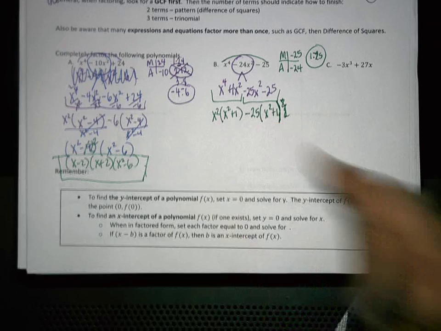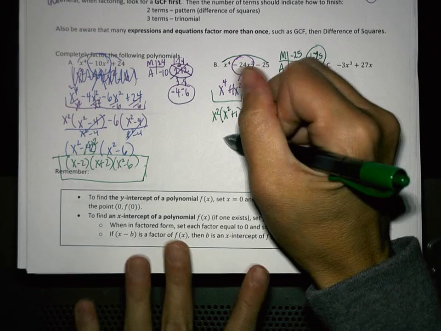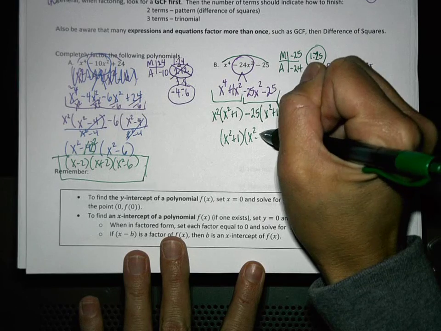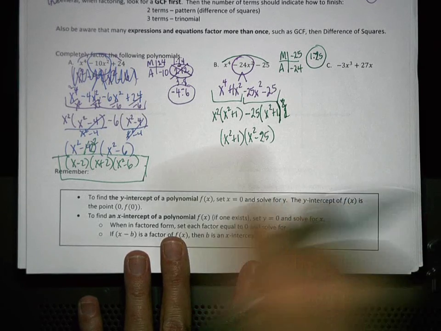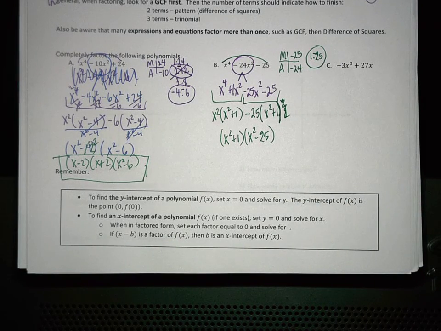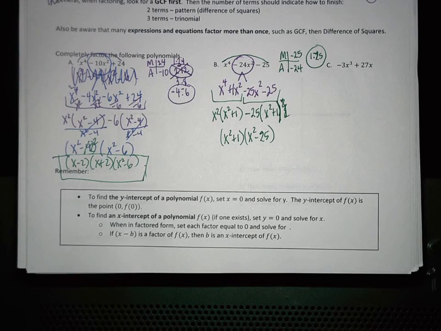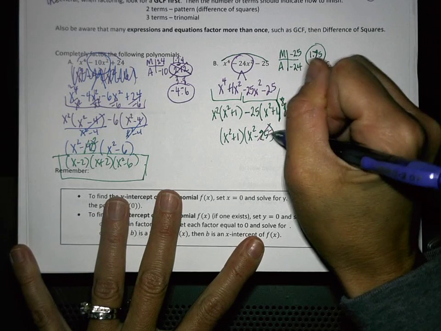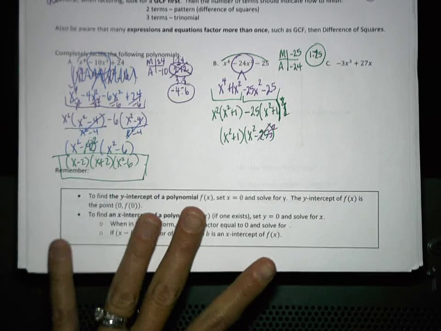So when I write my answer, I have x squared plus 1 and x squared minus 25. Doesn't matter which order my parentheses are in. So if you wrote x squared minus 25 first and x squared plus 1 second, that's fine. Can either of these factor further? Which one? Good, the 25, because 25 is the same thing as 5 squared, so I have differences of squares.